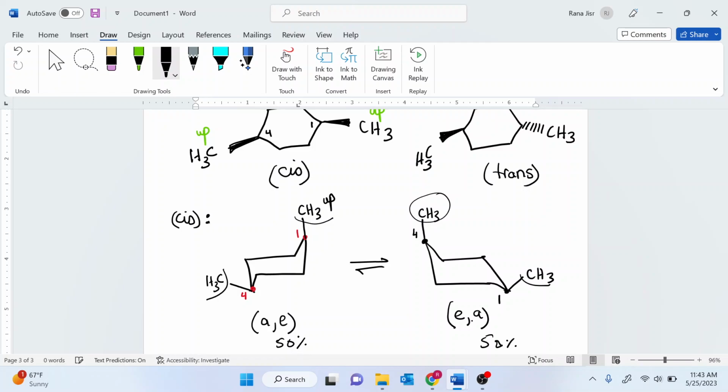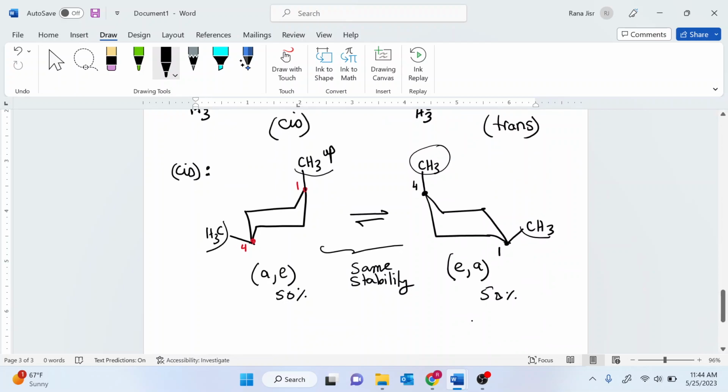So I would say that these two have the same stability, because both contain 50% axial, 50% equatorial. There is no conformer that has more equatorials than the other. So this one is 50% axials, this one is 50% equatorial, and then 50% equatorial, 50% axial in there. So these have the same stability, so I'm just going to keep the equilibrium arrow, and this is the equilibrium arrow for the two conformations. There is no conformer that is more stable than the other.